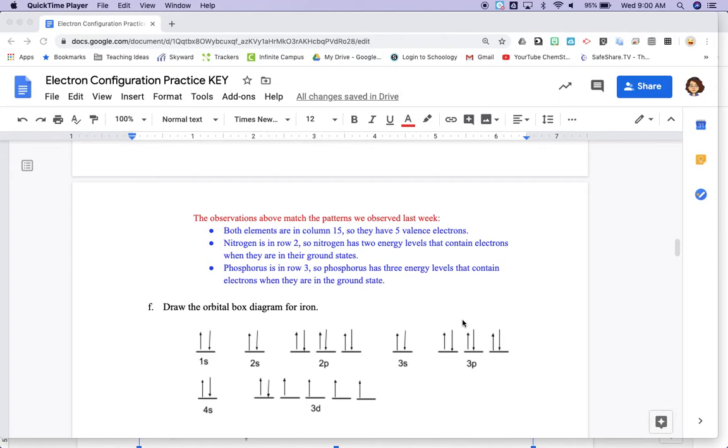And lastly, here is a box diagram for iron. Notice again that when we get to the 3d sublevel, we gave every orbital 1 electron before we went back and put a second electron into one of those 3d orbitals. You want to keep this box diagram for iron handy as we move on to the next question.